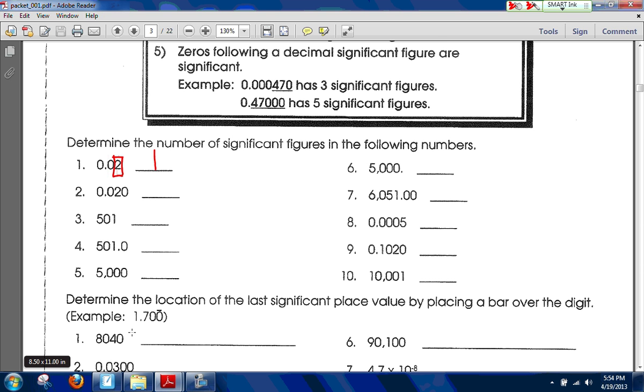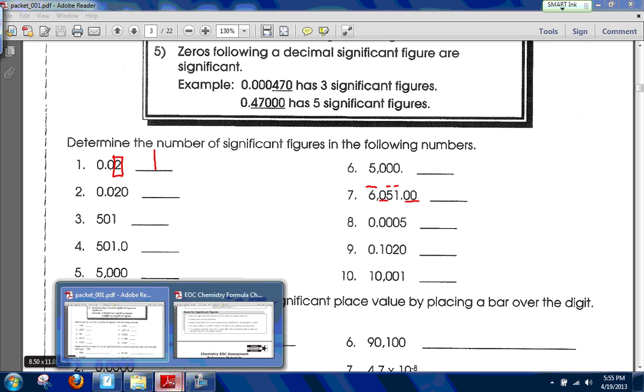And we want to count up the significant figures. So the 6 is significant. I know the 5 is significant. I know the 1 is significant. The questions I have are these 2 zeros and this 0. So I have to go back to my rules.